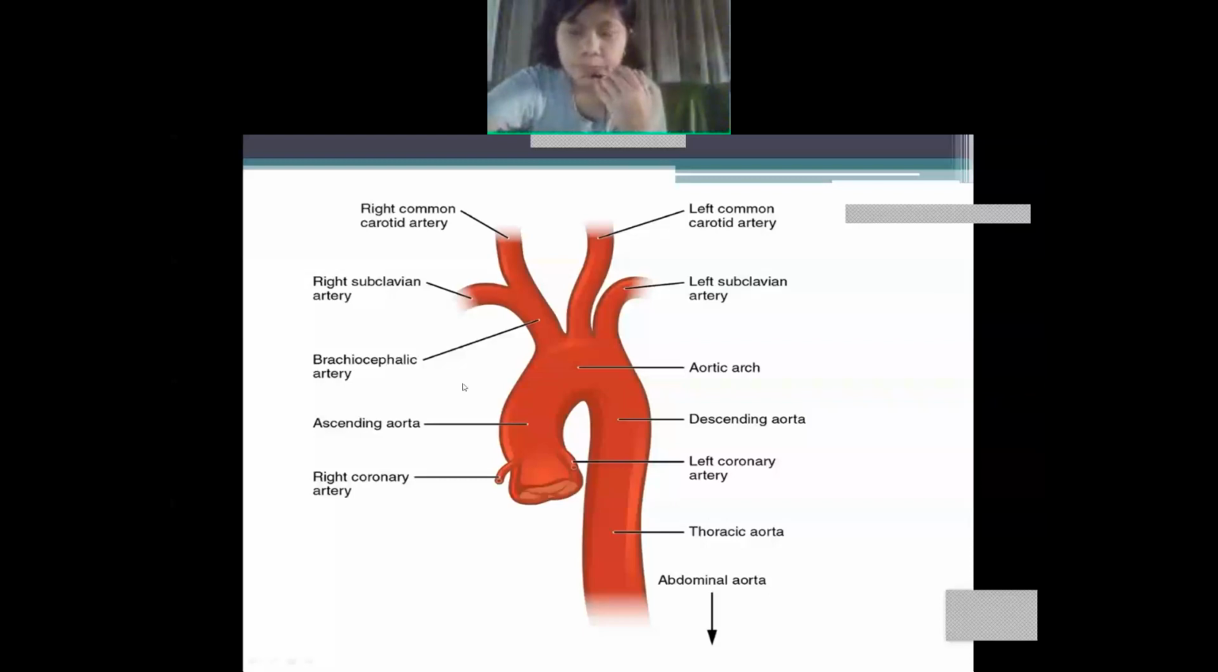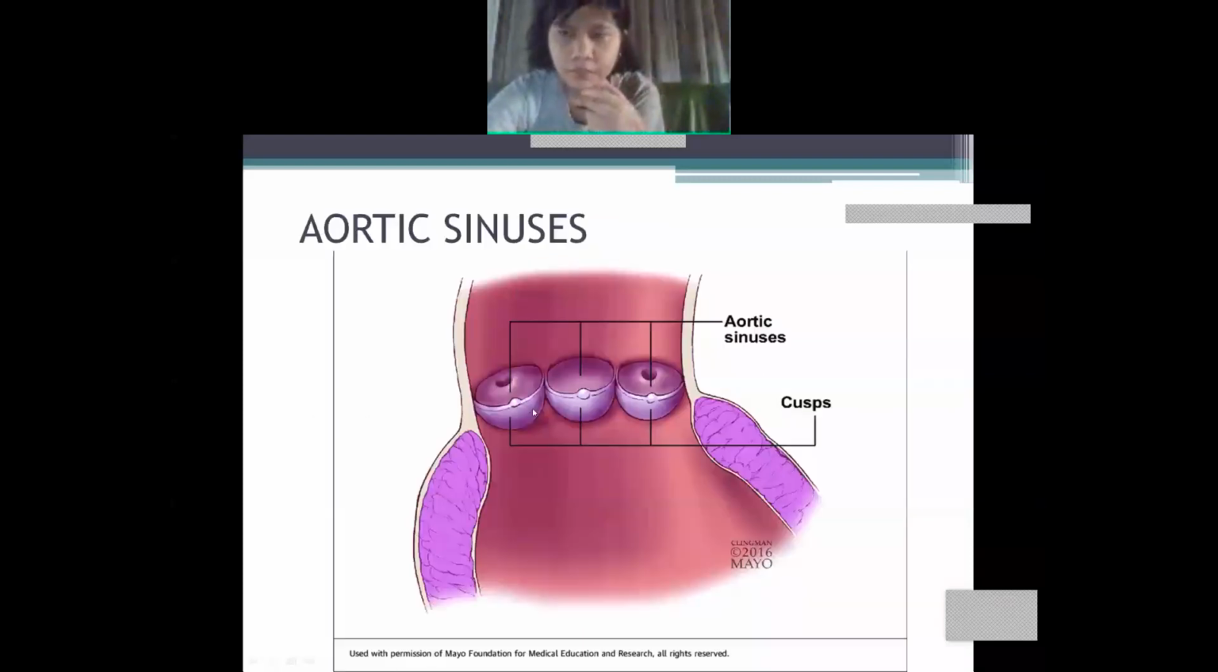And this ascending aorta lies at the root, meaning the beginning, of the left ventricle. In this ascending aorta, you will find that there are three dilatations, or you can say vessel wall bulges, which are known as aortic sinuses. One, two, three. These are known as aortic sinuses, and the length of these aortic sinuses is 5 centimeter.